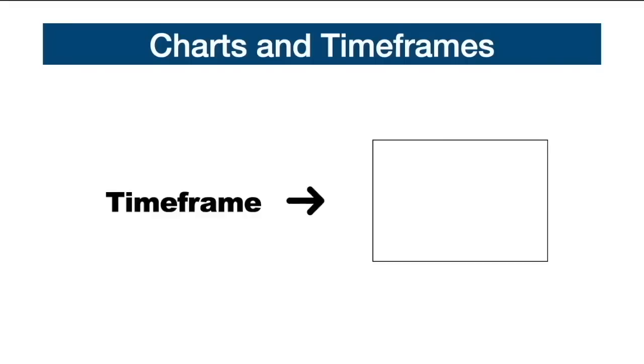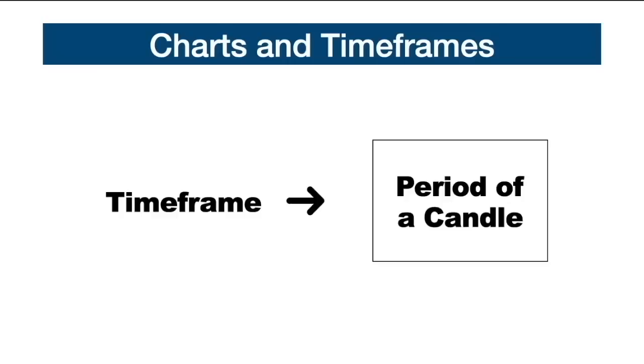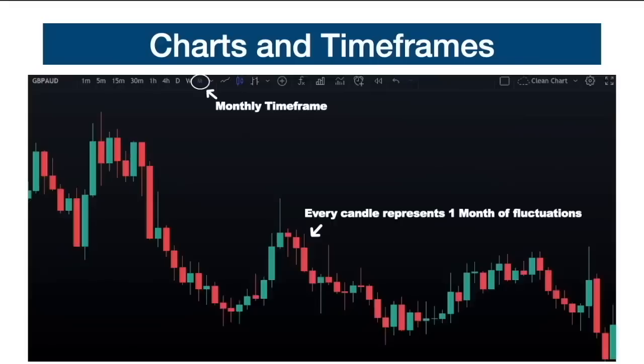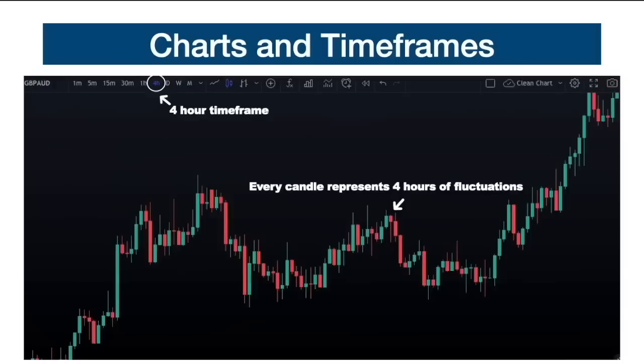The time frame represents the period of a given candle. The main time frames are the monthly, weekly, daily, 4 hours, 1 hour, 30 minutes, 15 minutes, 5 minutes and 1 minute. The choice of the time frame relies mainly on your trading strategy. The candle, therefore, represents the movement of the price in a specific time interval. In the monthly time frame, each candle represents a month of fluctuations. Over the 4-hour time frame, each candle represents 4 hours of fluctuations and so on.